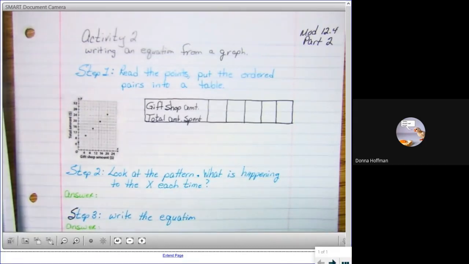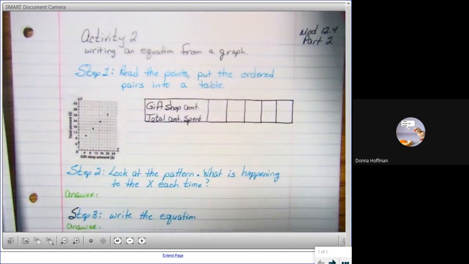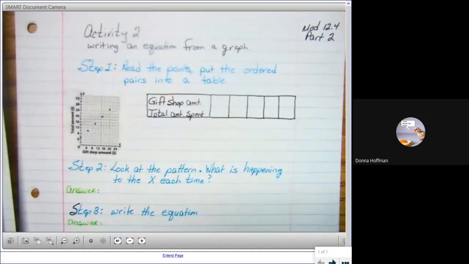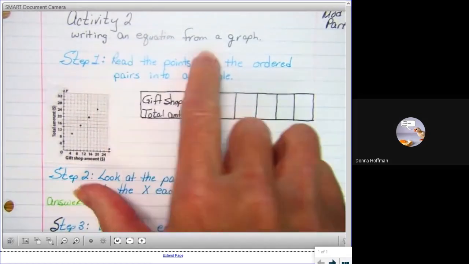Okay, this is part 2 of module 12.4. This is activity 2, and what you're going to do is write an equation from a graph. You're going to start off with the graph. I know a lot of you like to prepare your pages first, so I'm going to go over what's all on the page so you can do that.